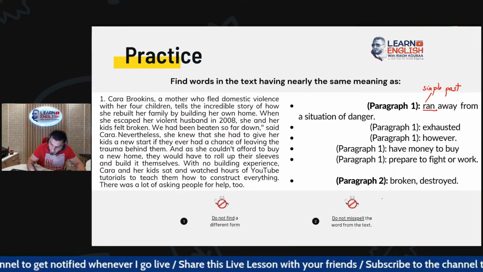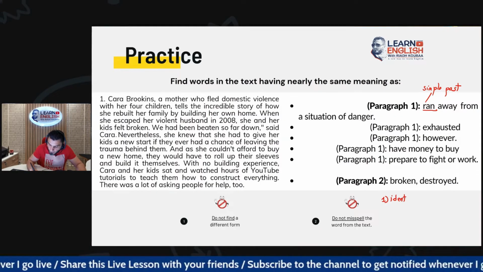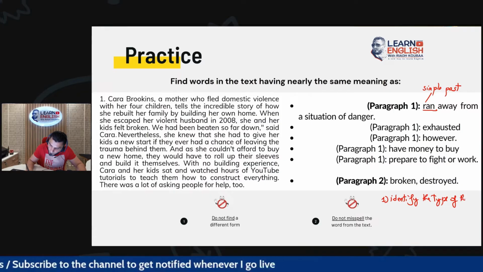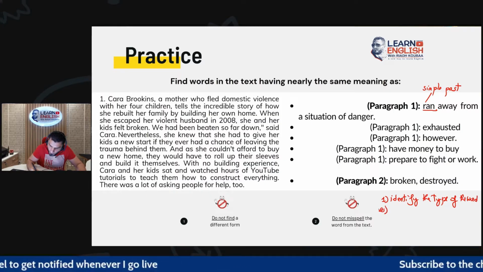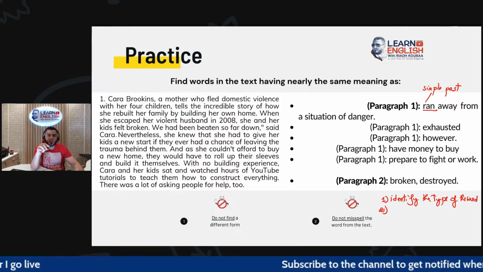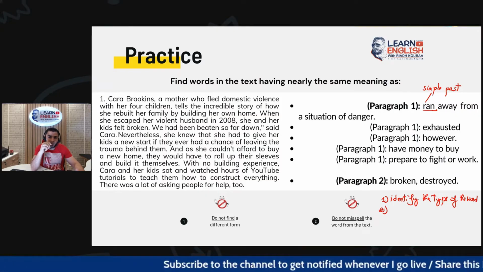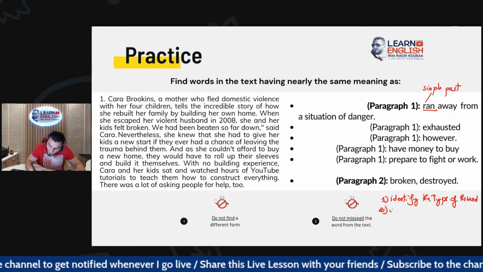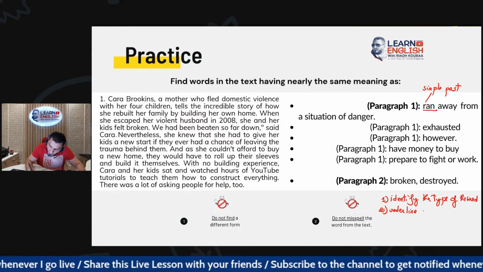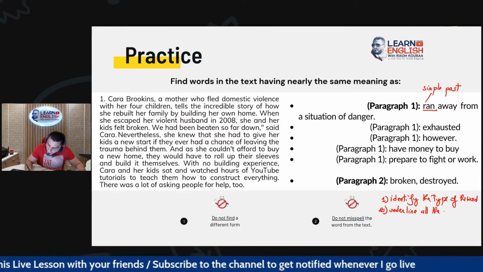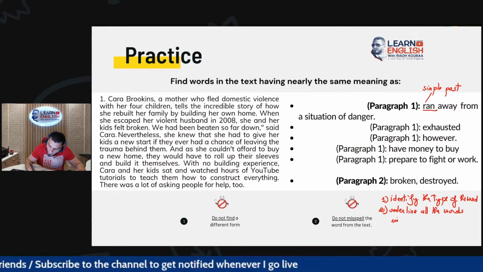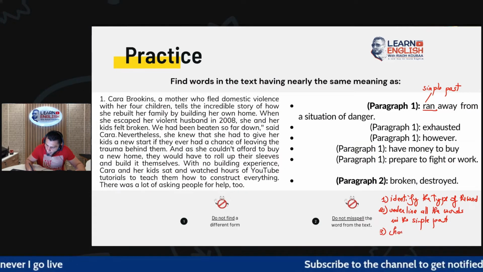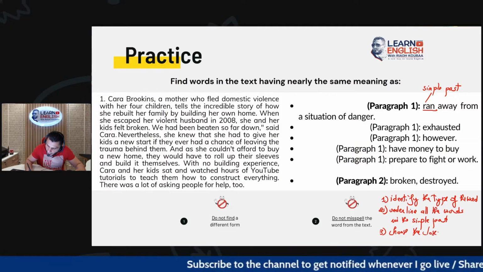So the first rule, the first tip, identify the type of the words. This is very important. I have to find a word from the text, from this paragraph, which must be in the simple past. Must. So then, underline all the words in the simple past. And then choose the closest one.